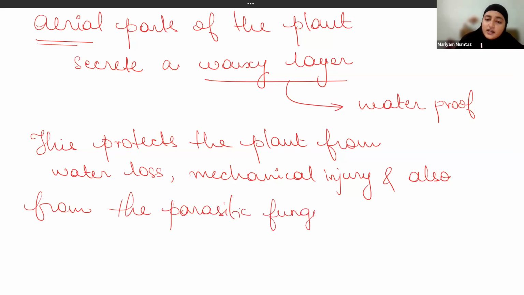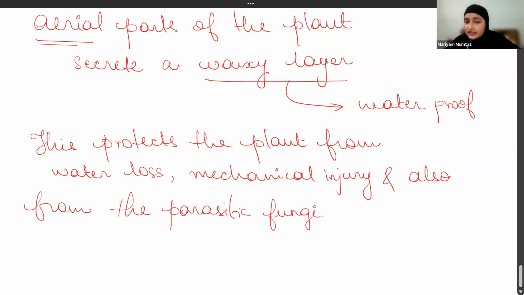Now see, parasites are those that can attack the plant and destroy the plant. Okay, so if the plant has a waxy layer on the epidermis, meaning a waxy layer present all around its body, then the parasitic fungi can't attack it, isn't it? So yes, the waxy layer protects the plant first from water loss, it protects it from mechanical injury, and also from the parasitic fungi. Is it clear? Yes, it's clear. Okay.